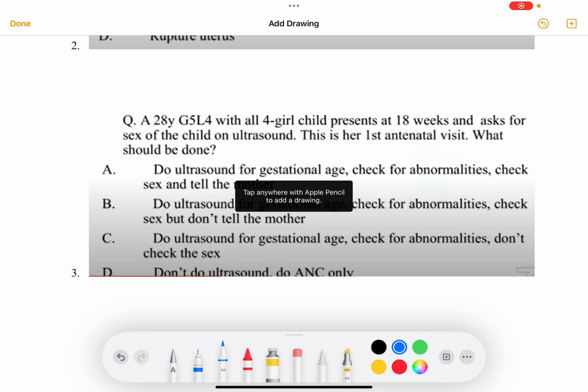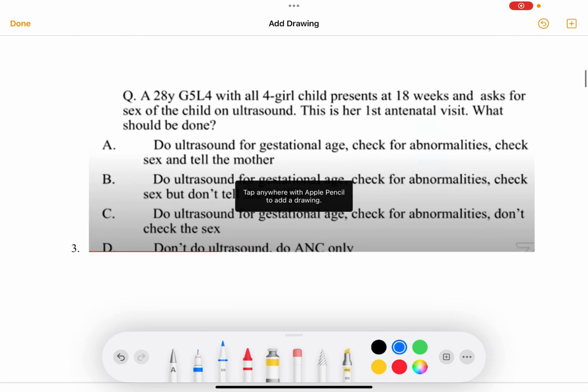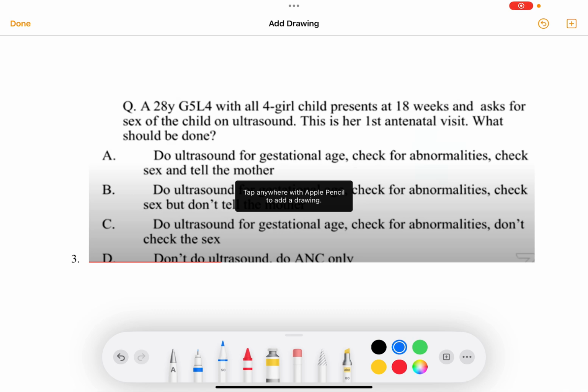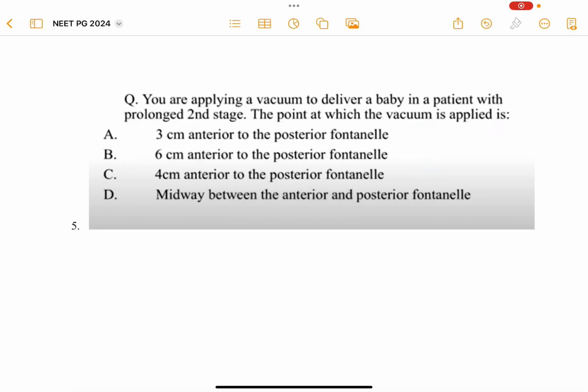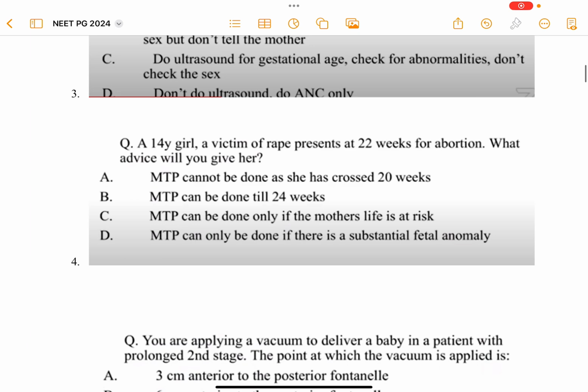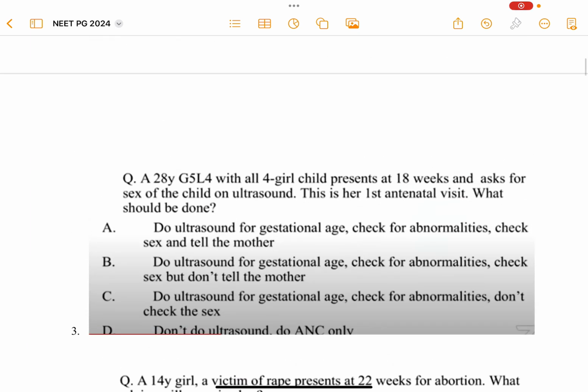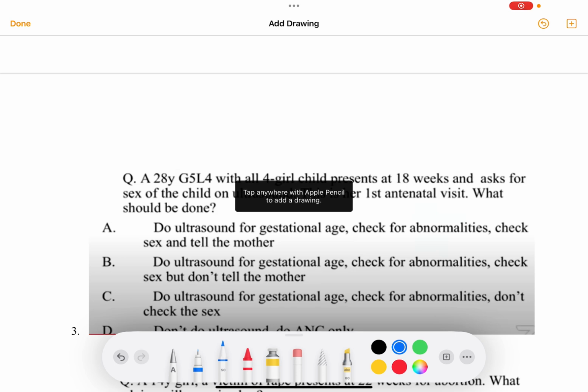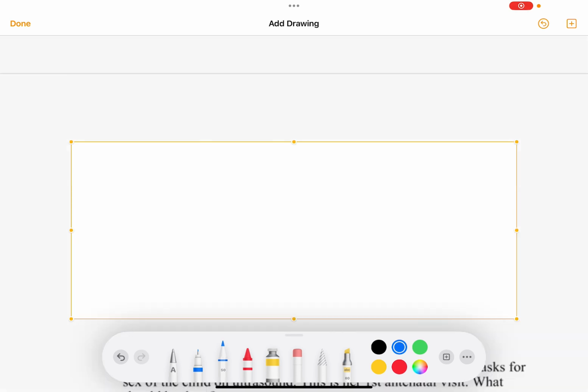Coming to the next question, a 28-year-old gravida 5 para 4 with all 4 girl children presents at 18 weeks and asks for sex determination on ultrasound. This is her first antenatal visit. What should be done? The options say: do ultrasound for gestational age, check for abnormalities, check the sex and tell the mother, or do the ultrasound and gestational age. See, the patient has come to you at 18 weeks. 18 weeks is the time when you have to go for anomaly scan. So anomaly scan has to be done for the patient.